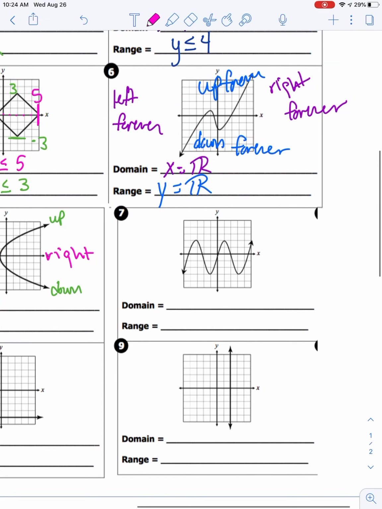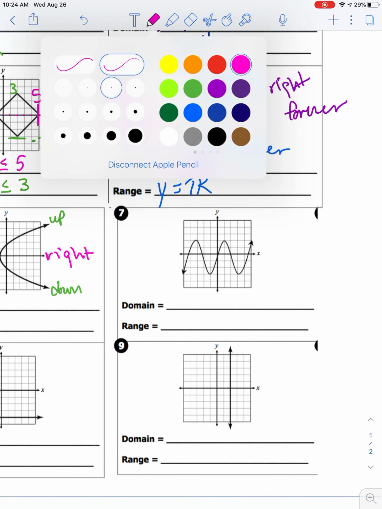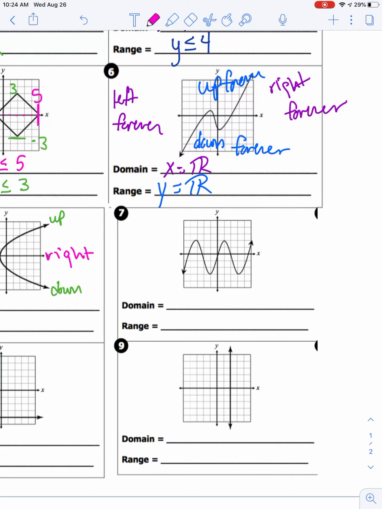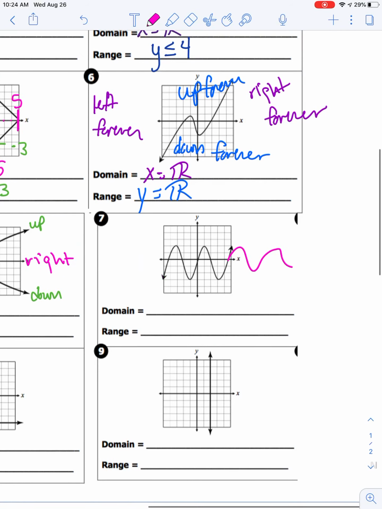Let's take a look at number 7. Can you see anything that is all real numbers? Is it going left or right or up or down forever? Well, I can kind of sense that it's going left and right forever. So I'm going to put that on there. You can see this pattern. Once you see a pattern like that, you need to assume that pattern will continue. This is kind of a sneaky one. So I see that it's going to continue that pattern to the left, and to the right. So x is all real numbers.